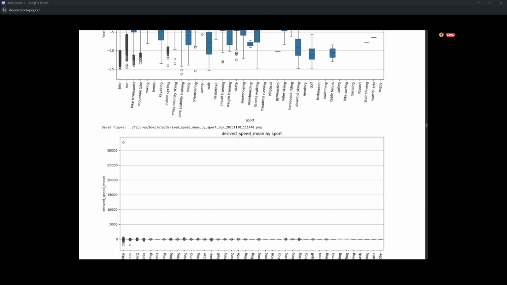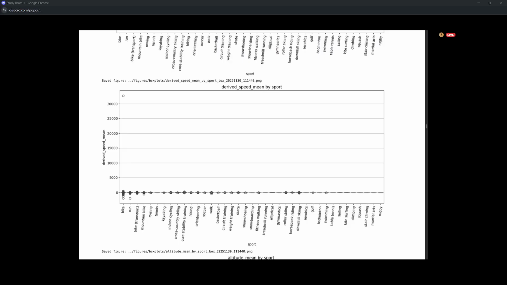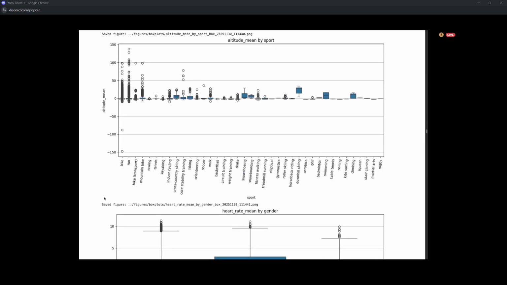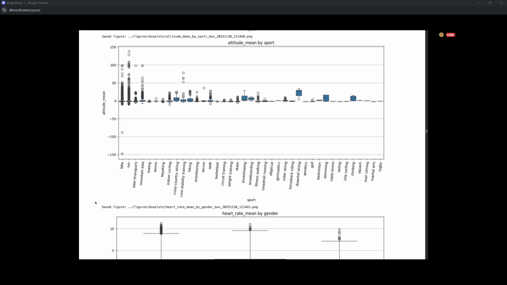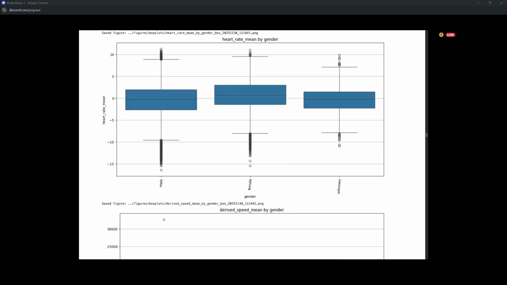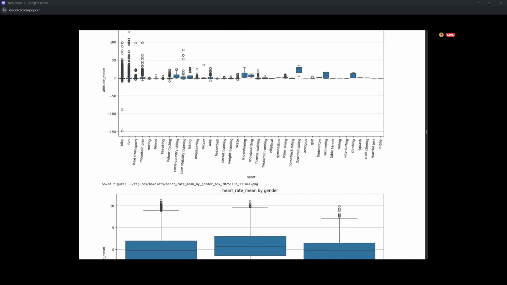The next box plot we made was looking at derived speed mean by sport, but we noticed we had a very high outlier with this data set, as Mahir mentioned earlier, which prevented us from being able to visually determine any trends with this variable. And then the next plot that we made was looking at altitude mean by sport. With this, again, based on individual points, some of the highest altitudes we're seeing are with sports such as biking, running, and mountain biking. And then the highest median altitude we see is with downhill skiing.